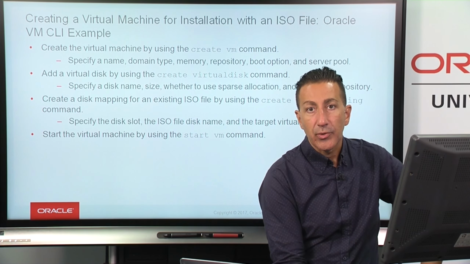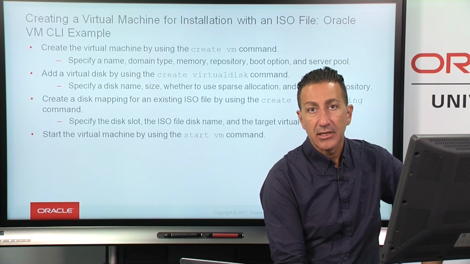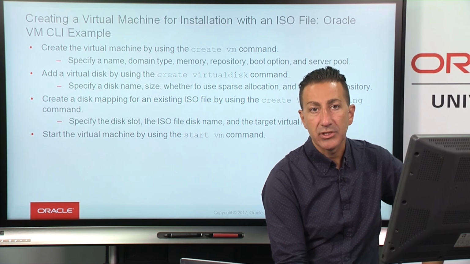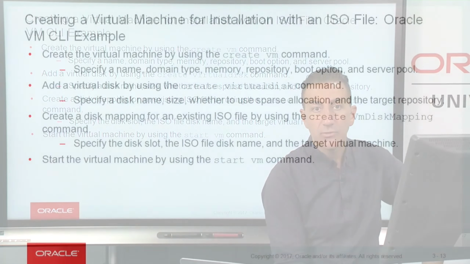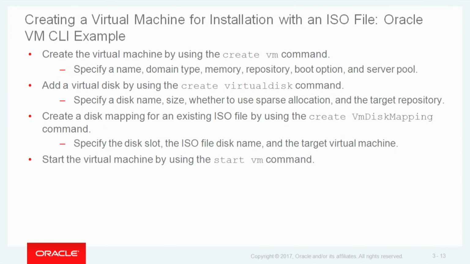Well, the other way is to create the virtual machine in exactly the same way using an ISO image. But what happens if we use the CLI? Well, the previous slide was about using the user interface, but with the CLI you create a virtual machine using the create Vm command. You also need to provide additional commands in the CLI to, for example, map a disk with the ISO file.